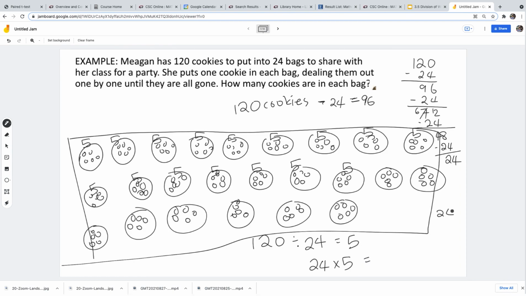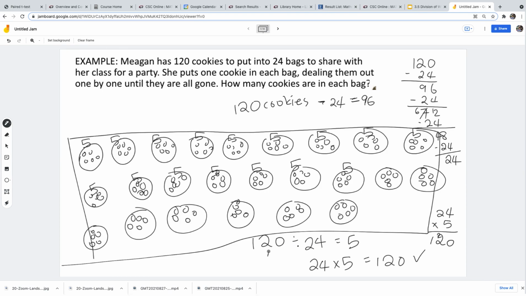So let's check. 24 times 5. 4 times 5 is 20. 2 times 5 is 10. Or 20 times 5 is 100, so we have 120. So yes, it is the right answer. So we can get to know that the divisor and the quotient, if you multiply them together, you can get the number that is divided.